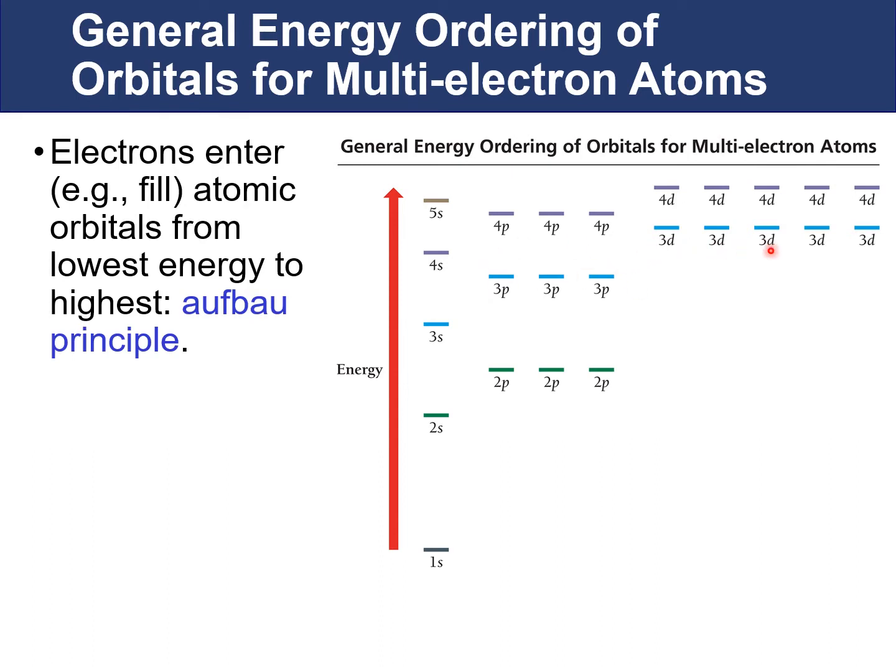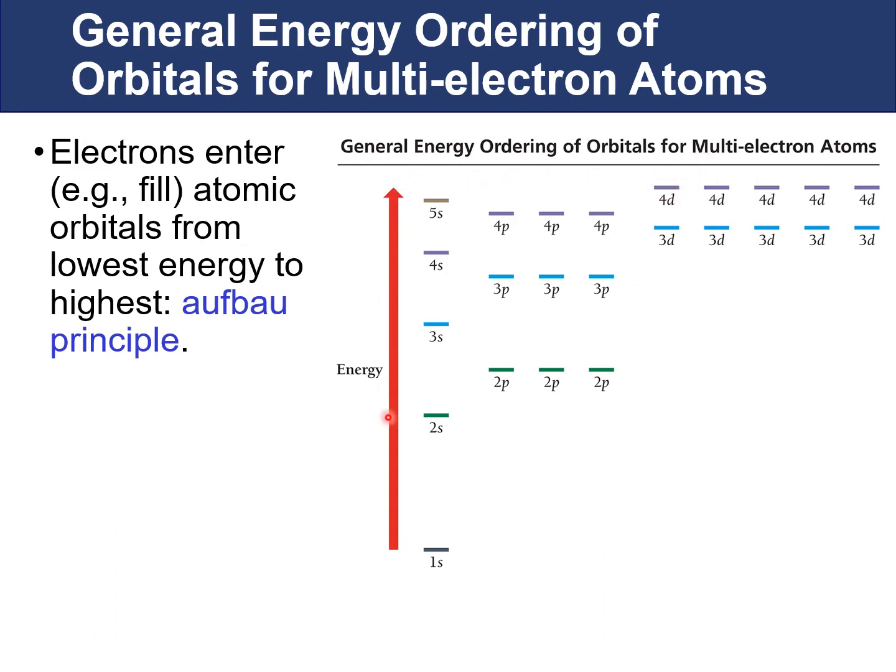The 3d orbitals are actually slightly higher in energy than the 4s. So in terms of filling, we fill first the 4s, then the 3d, then the 4p, then again the 4d are higher than the 5s. So we'll fill the 5s before we fill the 4d.